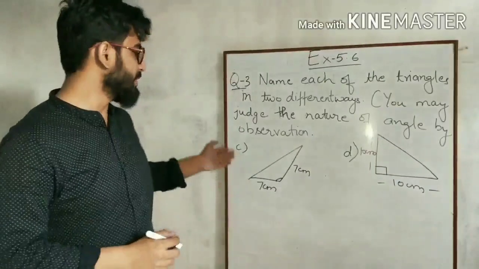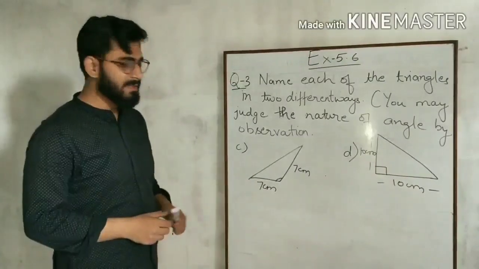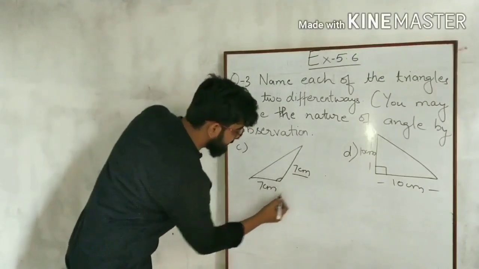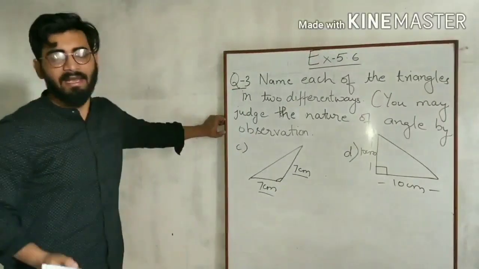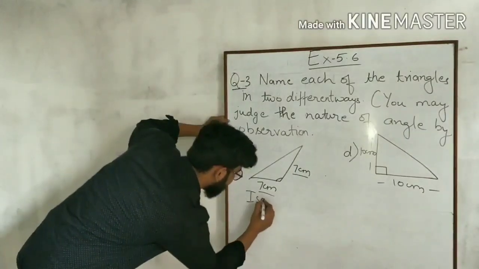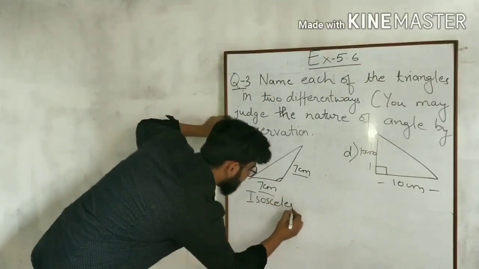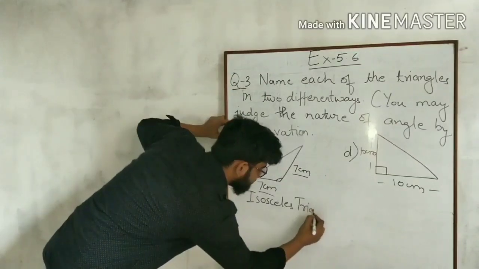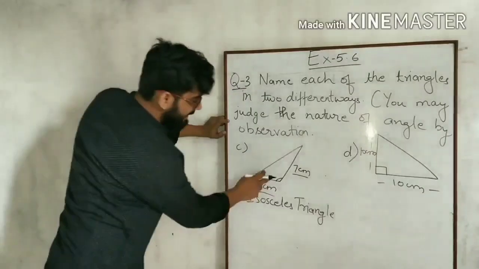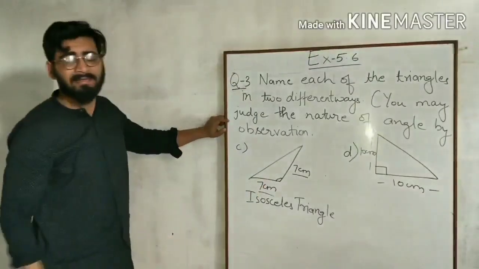Now we are going to do the C part. See, what is the C part? Here you can see that two sides are of equal length, that is 7 centimeters and 7 centimeters. And if two sides are of equal length, then the triangle is an isosceles triangle. Okay, isosceles triangle.